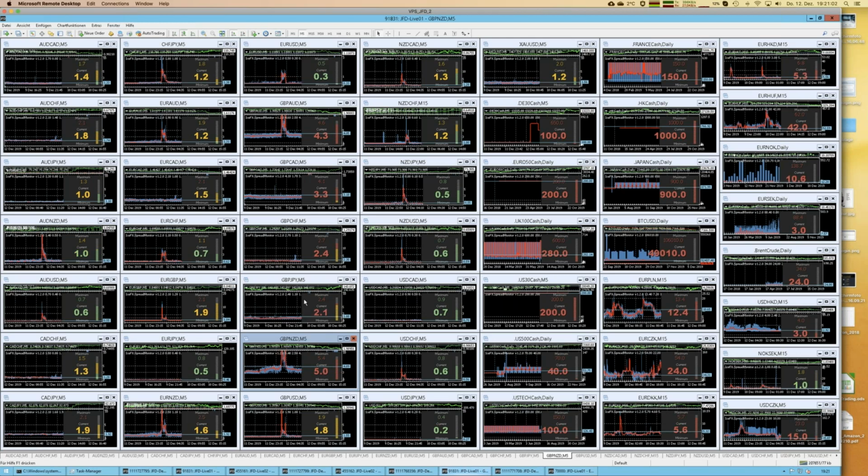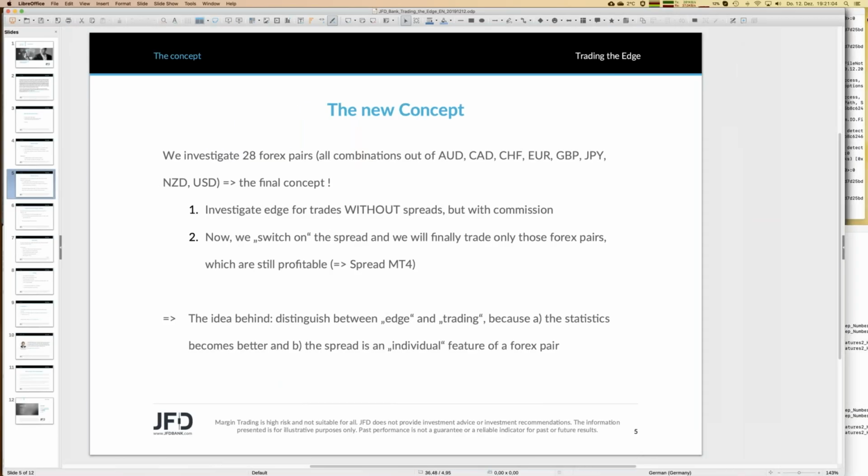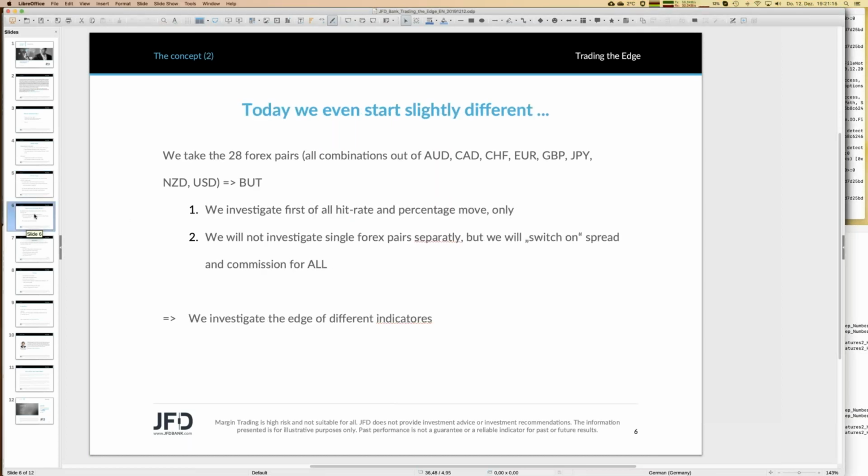So spreads are really different, but from a development point of view, we can first start without spreads and later put them back into the game. Good. That was the final concept.